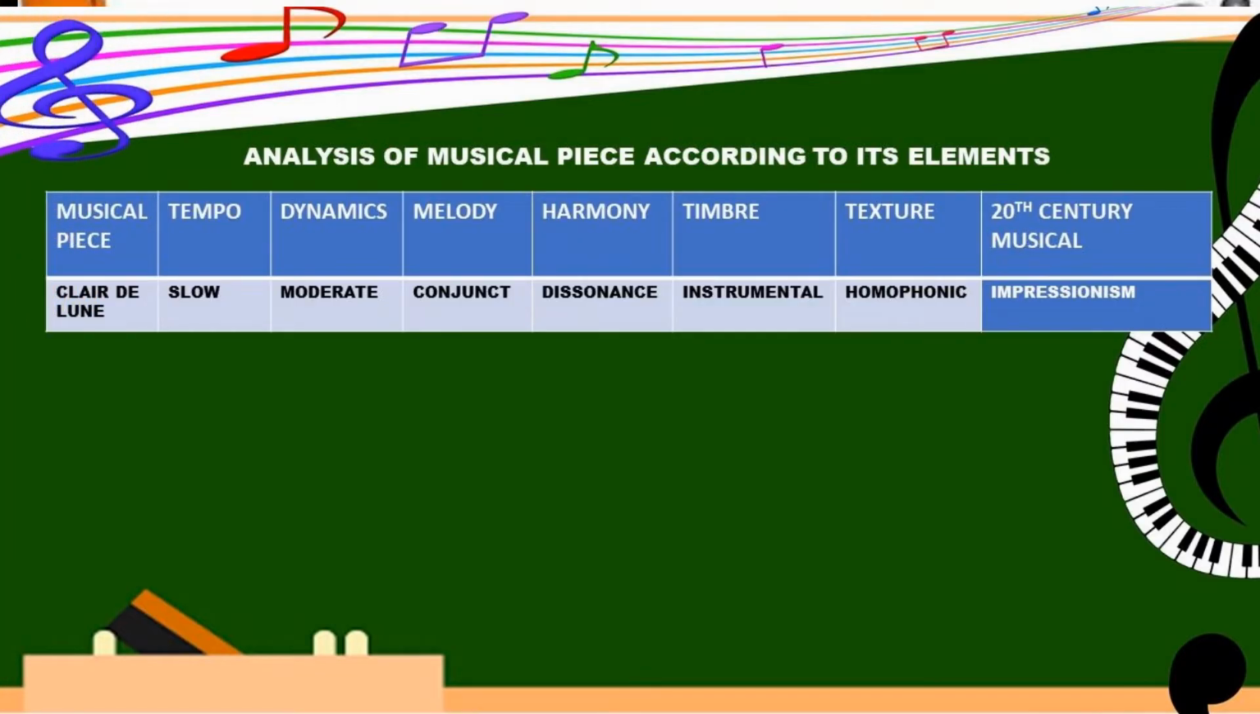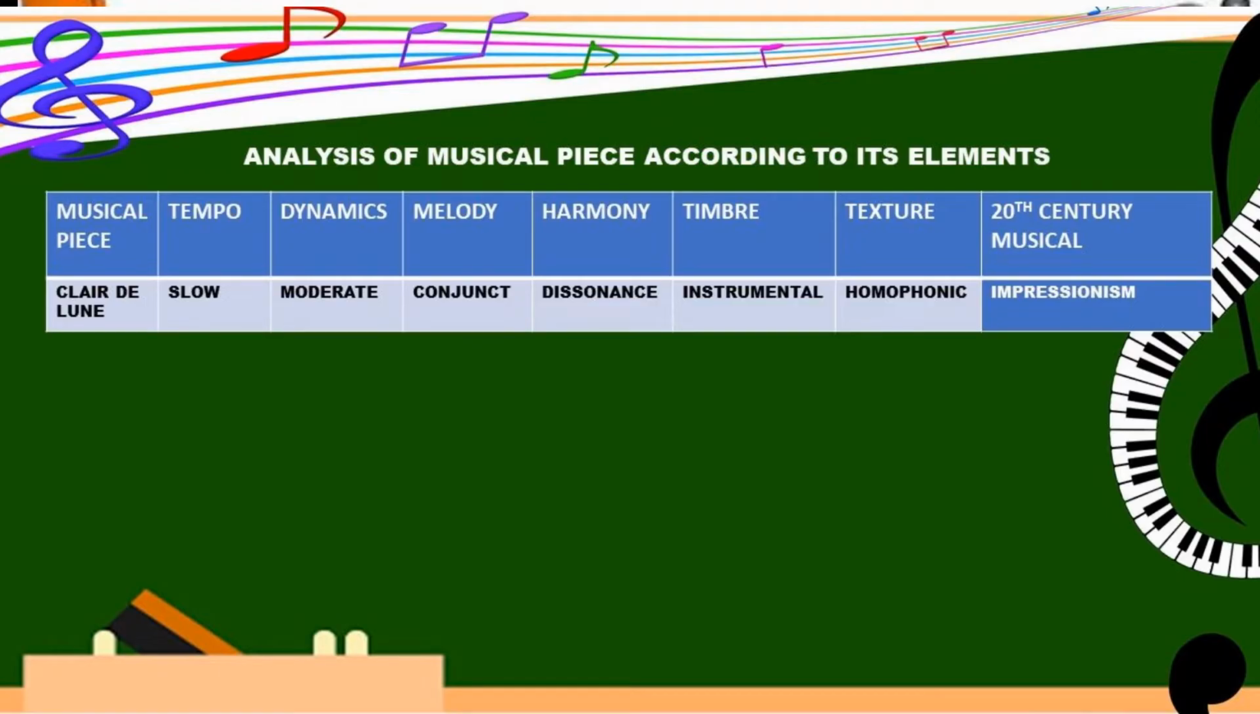Now let us analyze the piece Clair de Lune based on the following elements of music. Of course, the title of the musical piece is Clair de Lune. If you listen to the tempo of Clair de Lune, it is slow. The dynamics of the musical piece is moderate. The melody is conjunct and the harmony is dissonance.